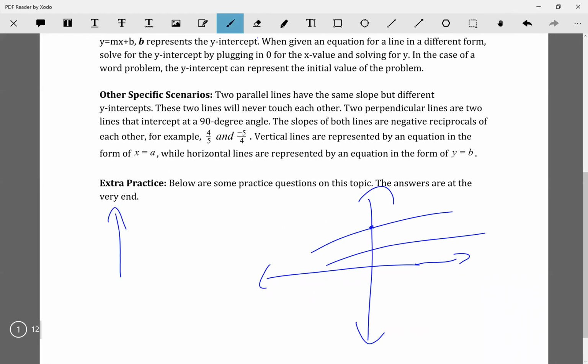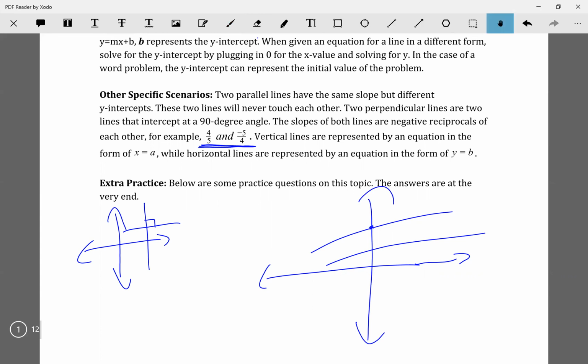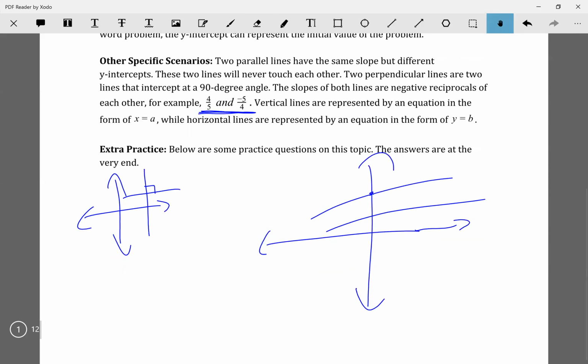And let's say you had two perpendicular lines. In this case, they make a right angle and the slopes are negative reciprocals of each other. So in this case, if one slope is 4/5, the other one is -5/4. You flip the fraction as well as put a negative sign. So if it's -4/5, it would just be +5/4.